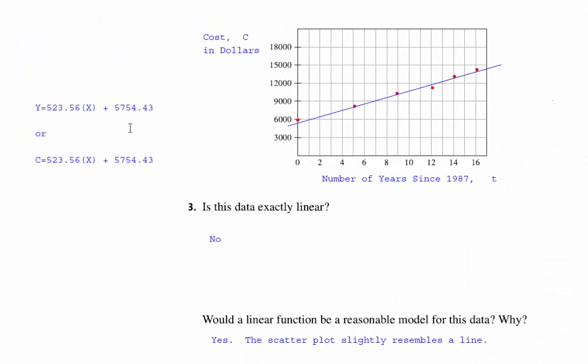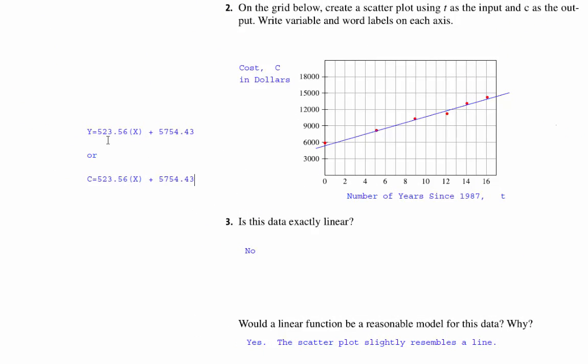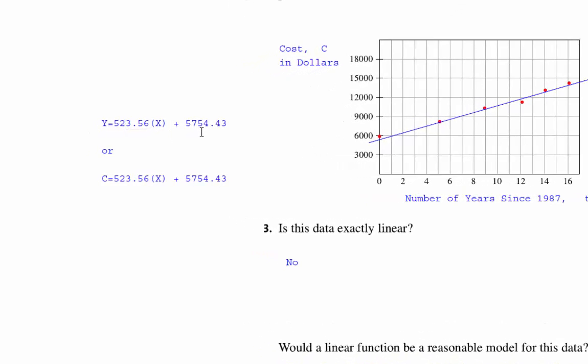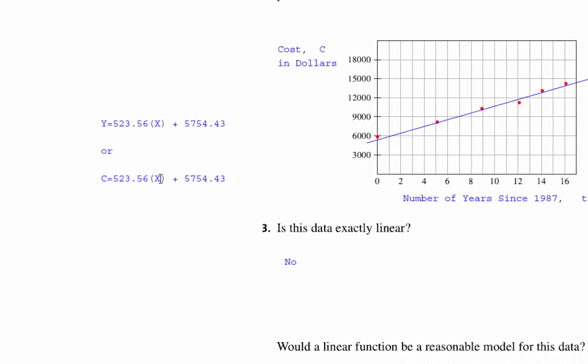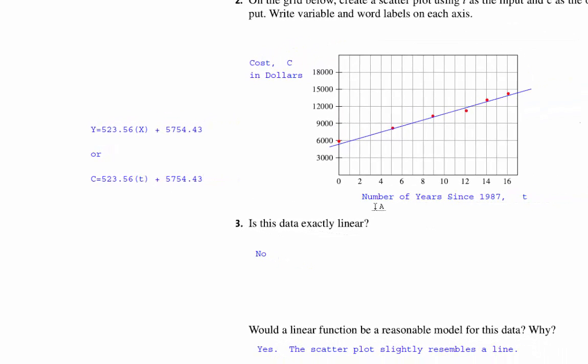So I've written the equation twice. I wrote y equals $523.56 times x plus $5,754.43. And then I also replaced the y and x with c, and oops, I wrote x here. This should be a t. T to represent the c for cost and t for number of years since 1987. So both of these I would accept, y equals mx plus b, or this c equals mt plus b. Either one of these equations would work for me.